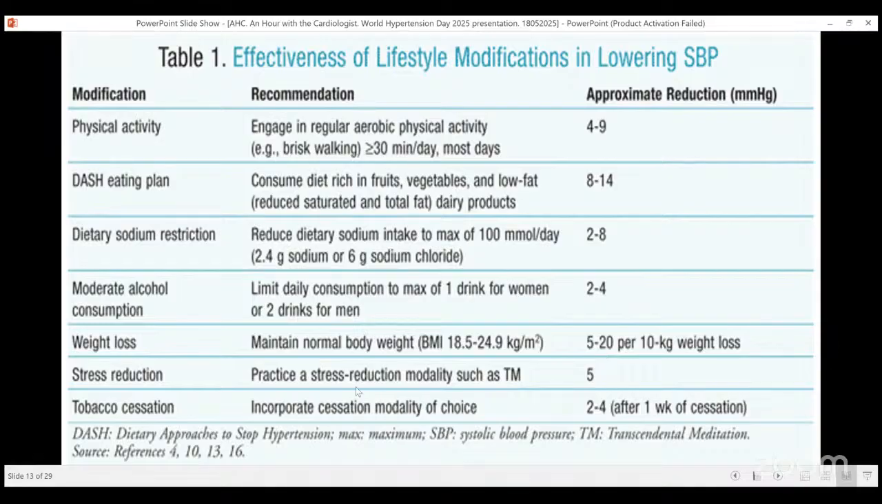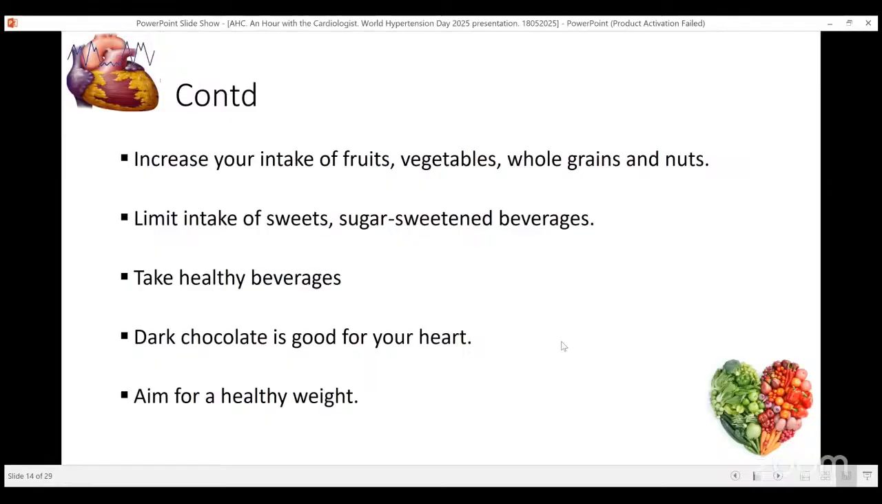Stress reduction. There are so many ways to reduce stress, and it will reduce your blood pressure by 5. And then tobacco cessation will reduce it by 2 to 4 millimeter mercury. Increase your fruit intake, your whole grains and nuts.